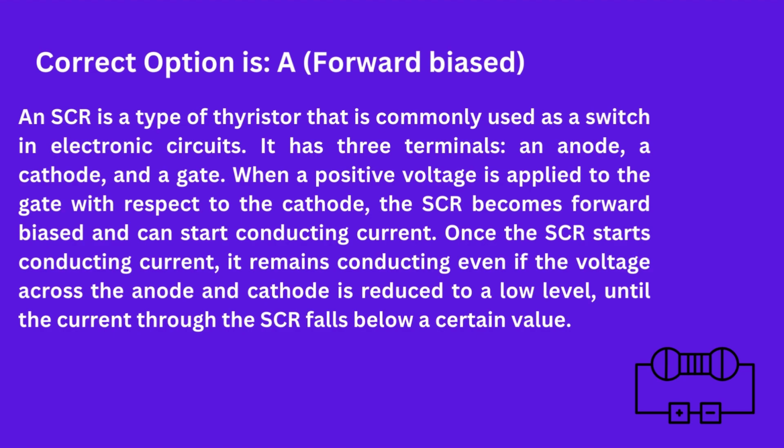It has three terminals, an anode, a cathode and a gate. When a positive voltage is applied to the gate with respect to the cathode, the SCR becomes forward biased and can start conducting current. Once the SCR starts conducting current, it remains conducting even if the voltage across the anode and cathode is reduced to a lower level, until the current through the SCR falls below a certain value.